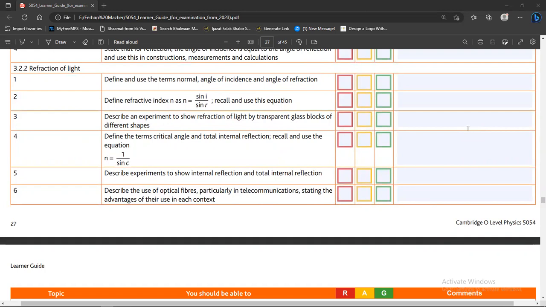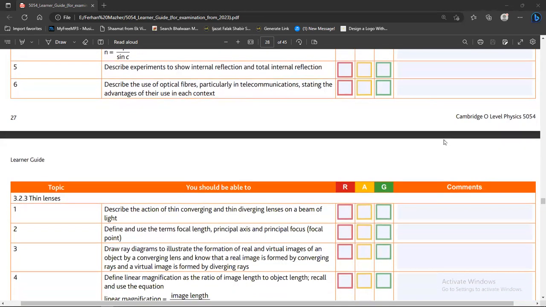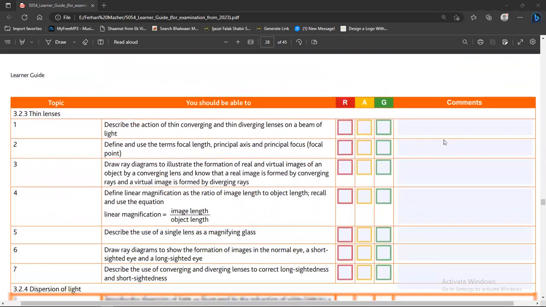Recall and use the equation n equals 1 by sine c, where c is the critical angle. Describe experiments to show internal reflection and total internal reflection. Describe the use of optical fibers, particularly in telecommunications, stating the advantages of their use in each context.